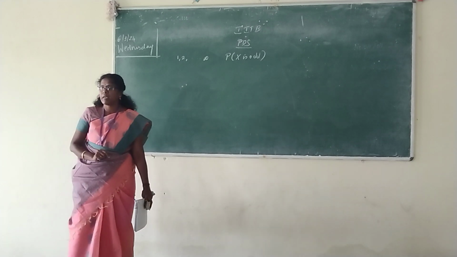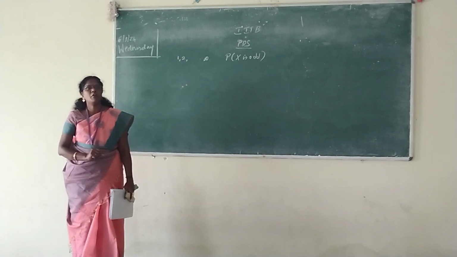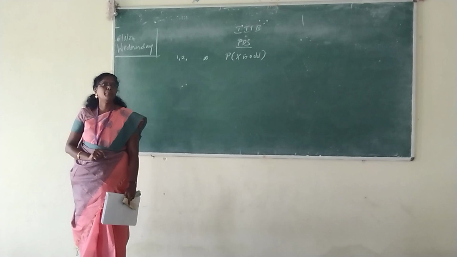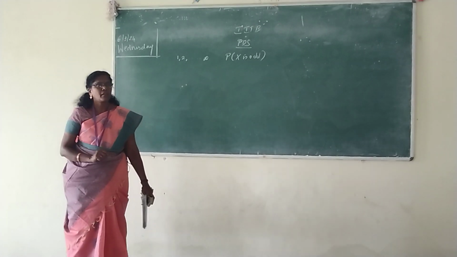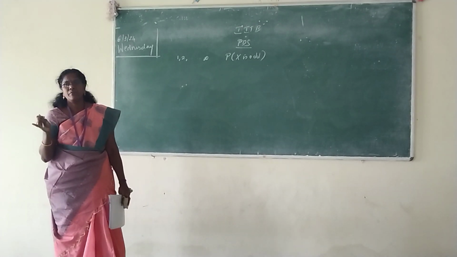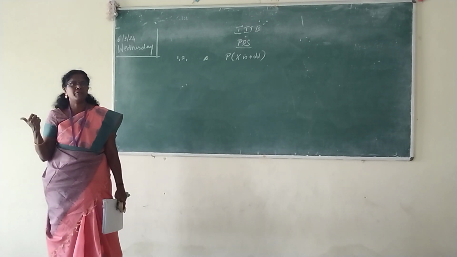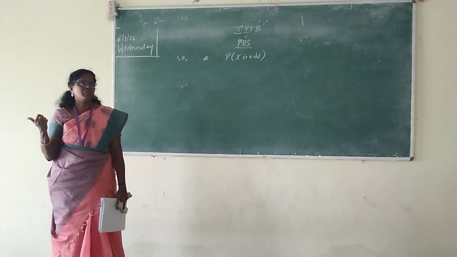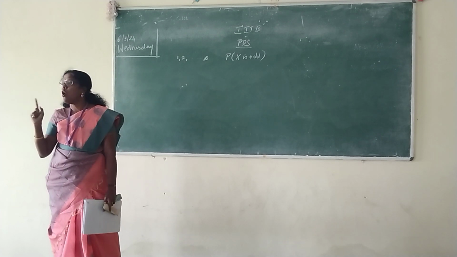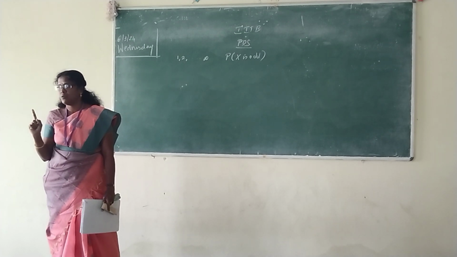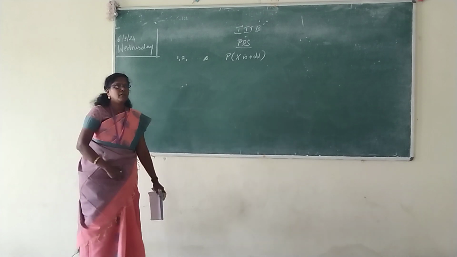What you are supposed to find is the probability that X is odd. What are the possible odd numbers? 1, 3, 5, 7, 9, 11, etc. Infinite. So you find the probability value for all the possible odd numbers. Okay, so start the solution.